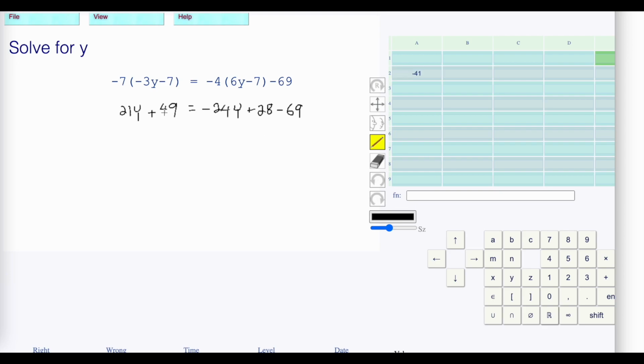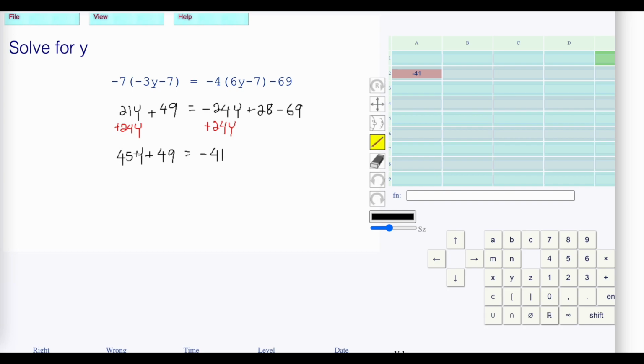In the meanwhile, I want to get the y's on one side of the equation. And I've got more y's on the left-hand side, but I want to get rid of these y's from the right-hand side. To do that, I am going to do the opposite of subtracting 24y. Add 24y to both sides. Plus 24y. That gives us 21 and 24 is 45y plus 49 is equal to 28 minus 69, which is negative 41.